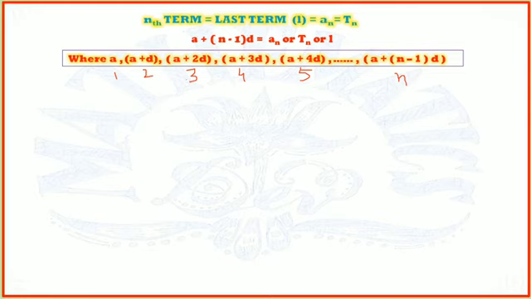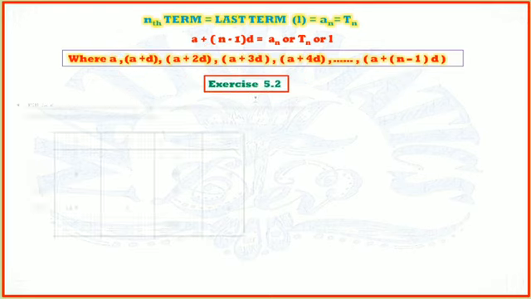These are called the general terms: a plus d, a plus 2d, a plus 3d, a plus 4d, a plus (n minus 1) into d. These are called the general terms in the expansion of arithmetic progressions. Here we move towards the next exercise, that is 5.2.